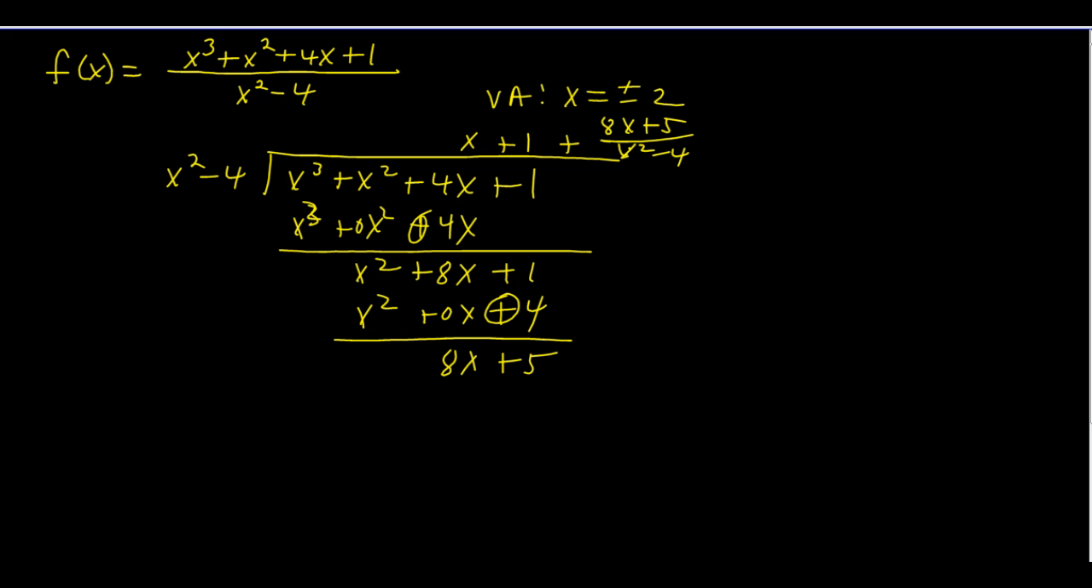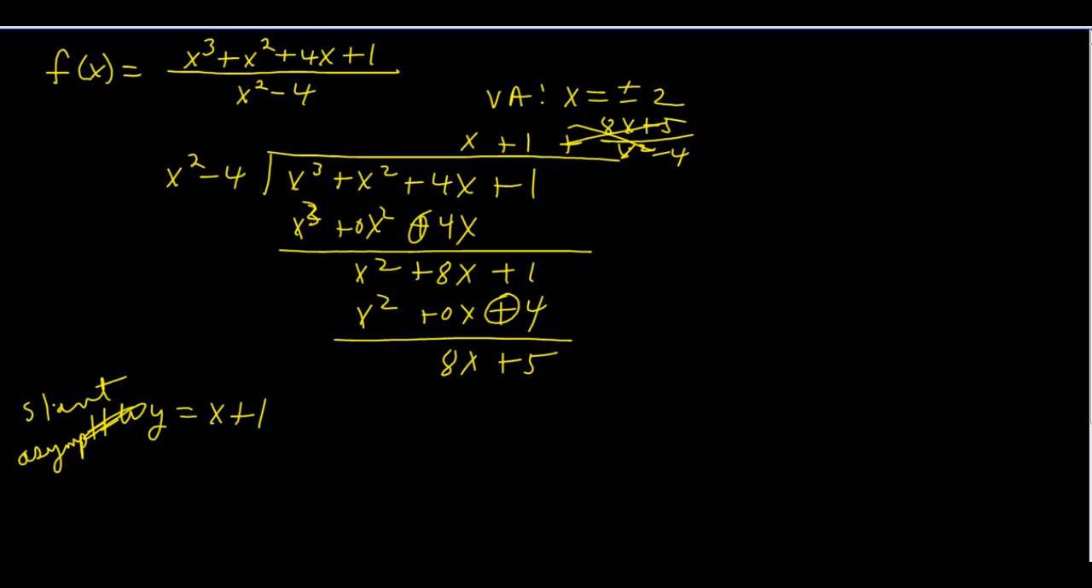Now, when we're looking at our slant asymptote, we can ignore the remainder, and our slant asymptote is going to be the line y equals x plus 1. That is a slant asymptote.